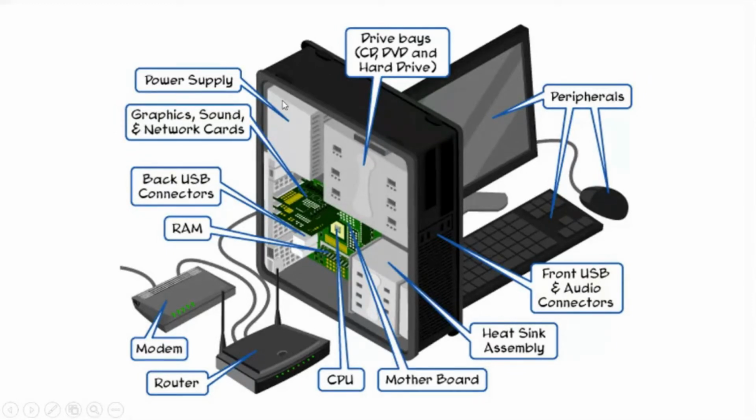Whatever is inside the box that is given here, it will have a power supply, graphics, sound, and network cards. You might have heard of all these things. Then there will be USB connectors and the RAM, the random access memory. Then the CPU. The CPU is actually only a single IC, a single integrated circuit chip, a small electronic chip, that is the CPU, the central processing unit or the processor.